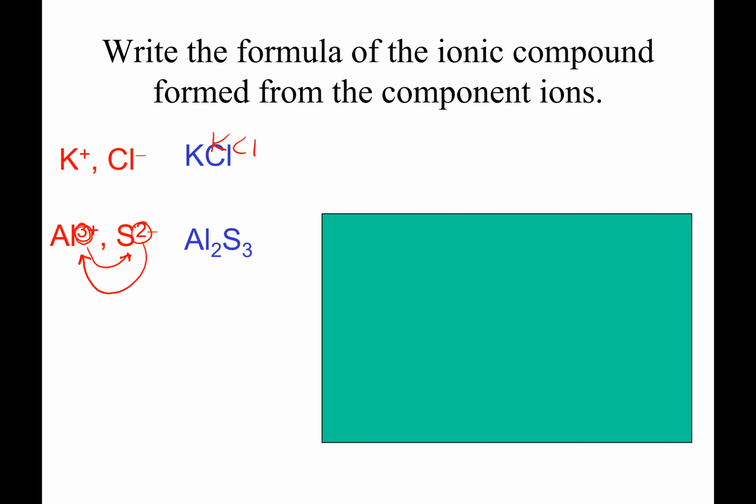We can check the neutrality like we've been doing. So I have 2 aluminums, they're each a +3, and I have 3 sulfurs, and they are each a -2. So yeah, I'm in good shape. So the crisscross thing, there are some exceptions, but it'll always work. Sometimes you have to kind of clean it up.